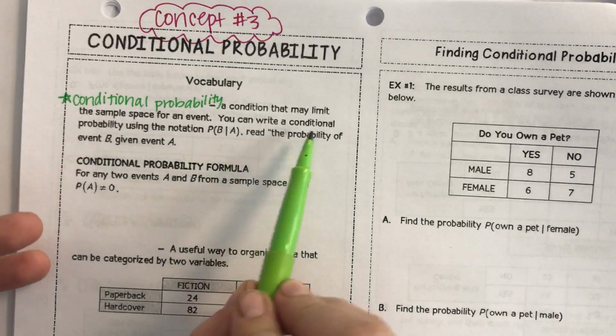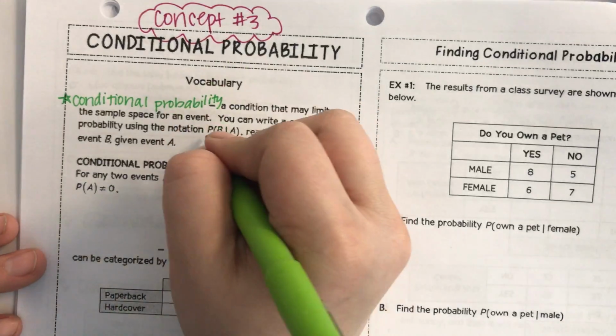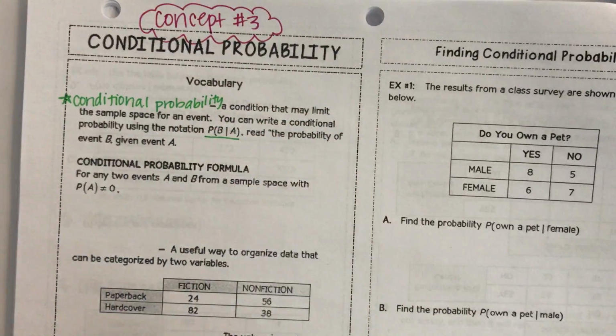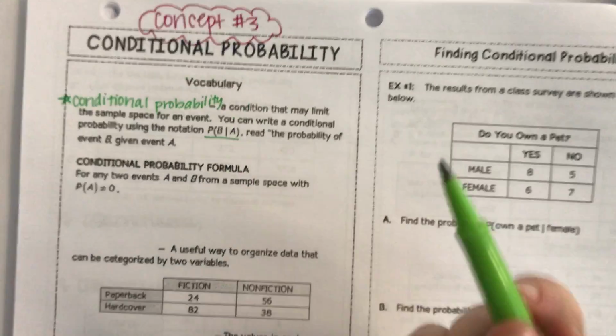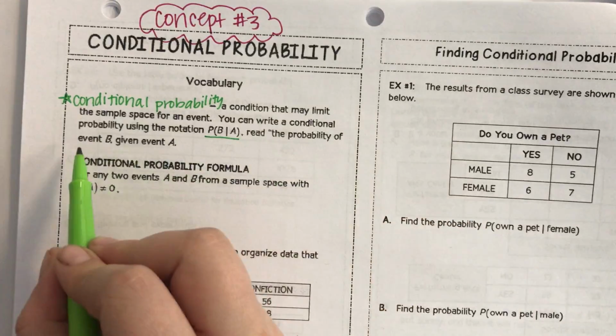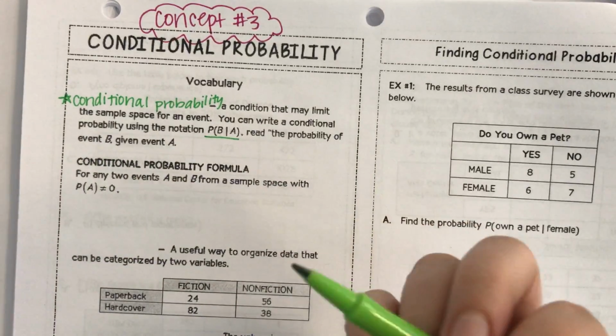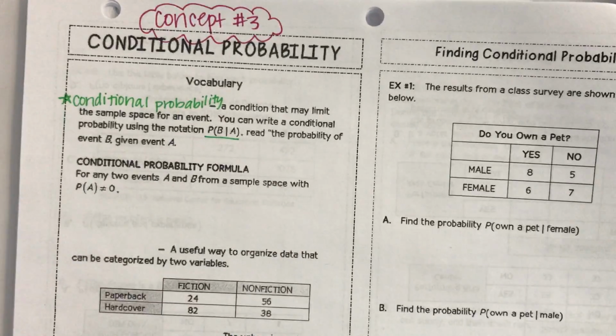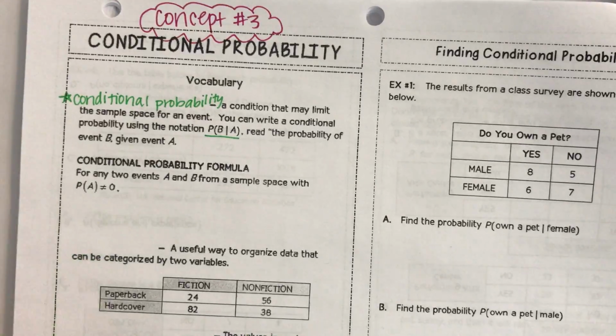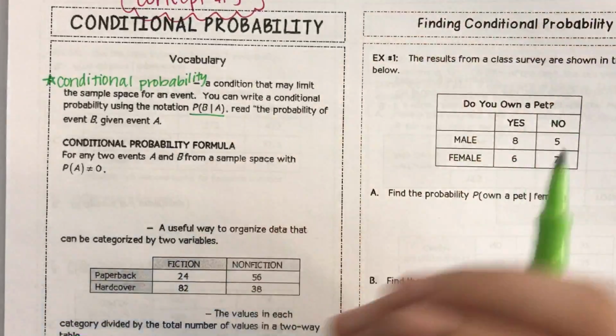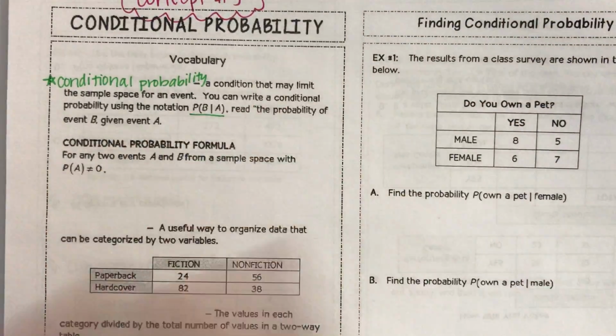Okay, so you can write conditional probability using the notation probability of B given A. Which we wrote down. Read it as the probability of event B given event A, which we have done before. So, the formula for conditional probability, which would have been good for me to teach you first, but again, it doesn't matter. We're all doing the same thing.